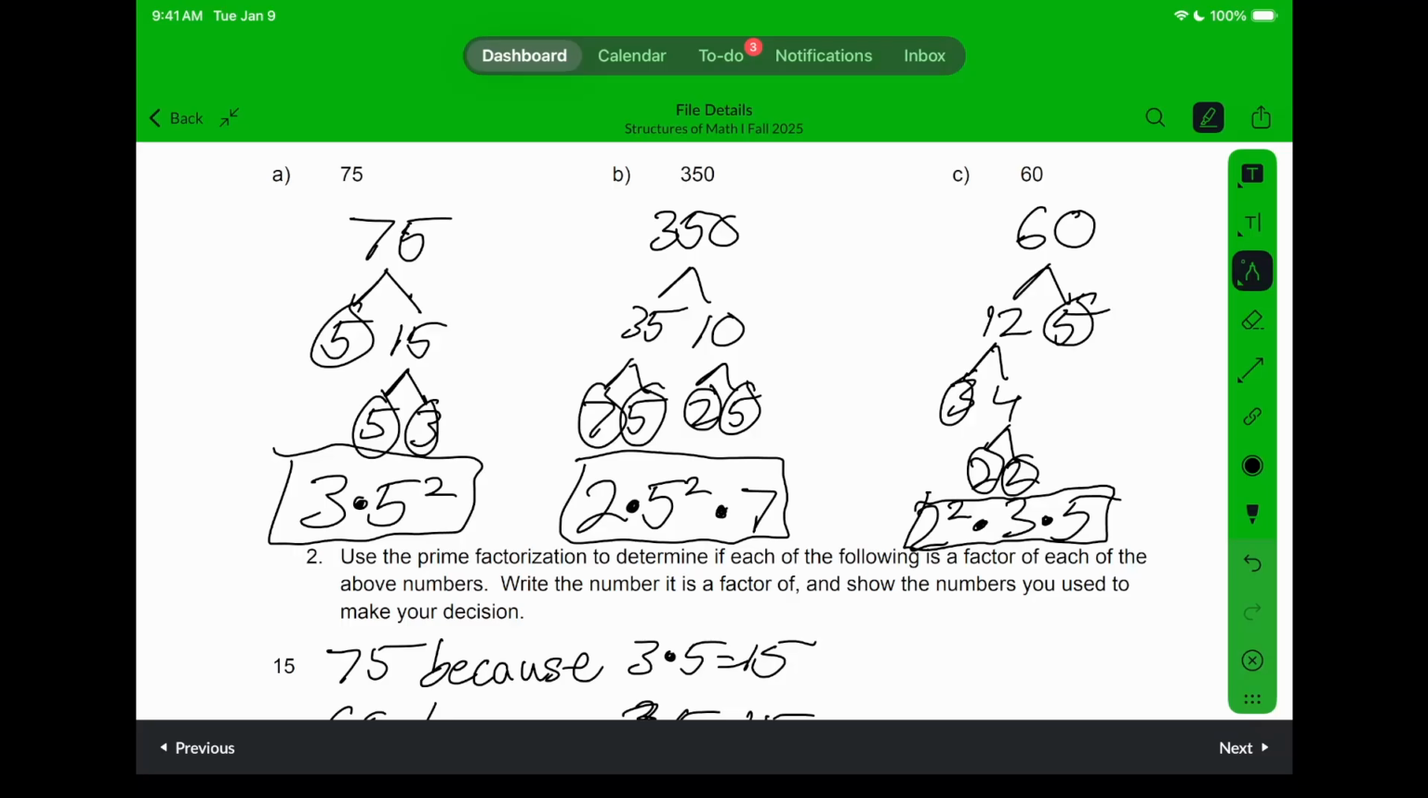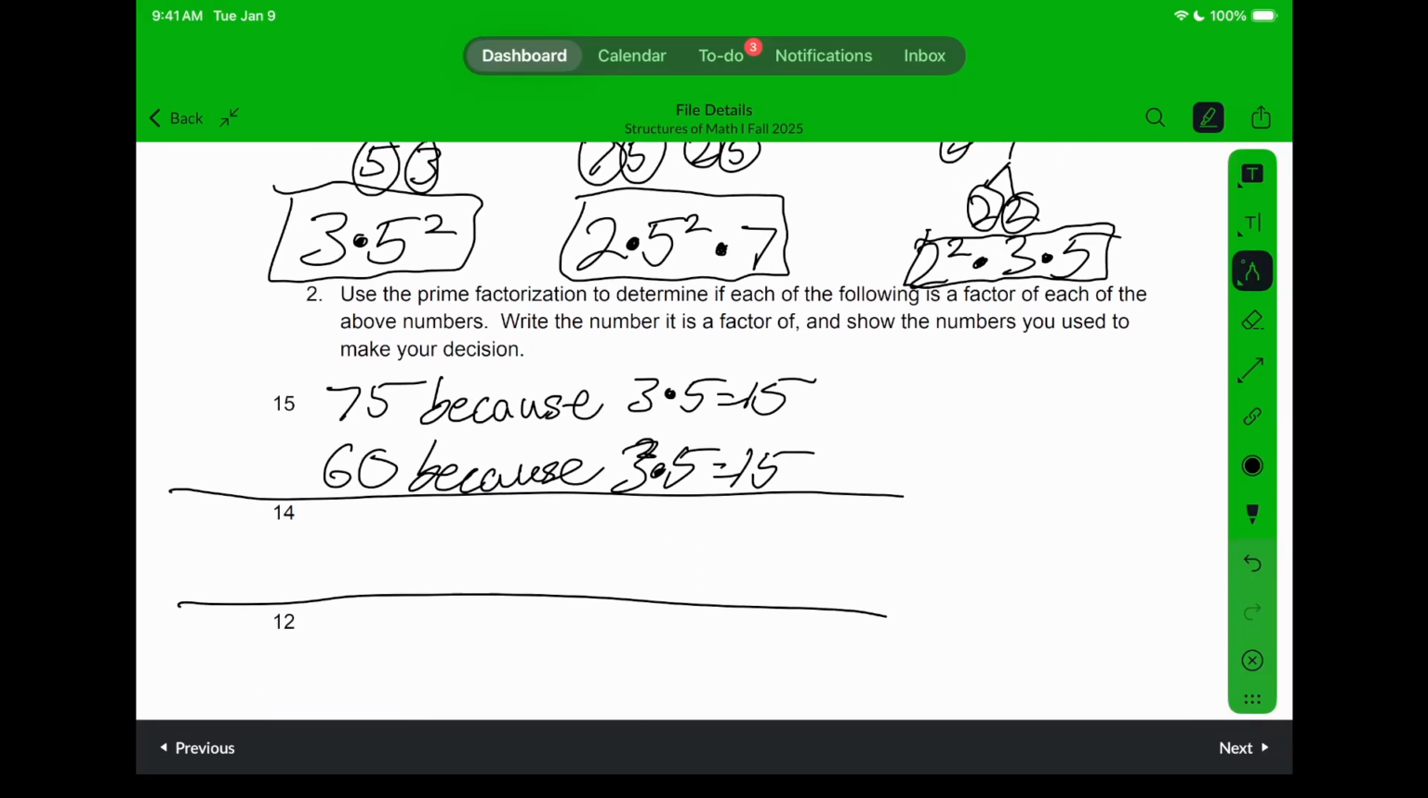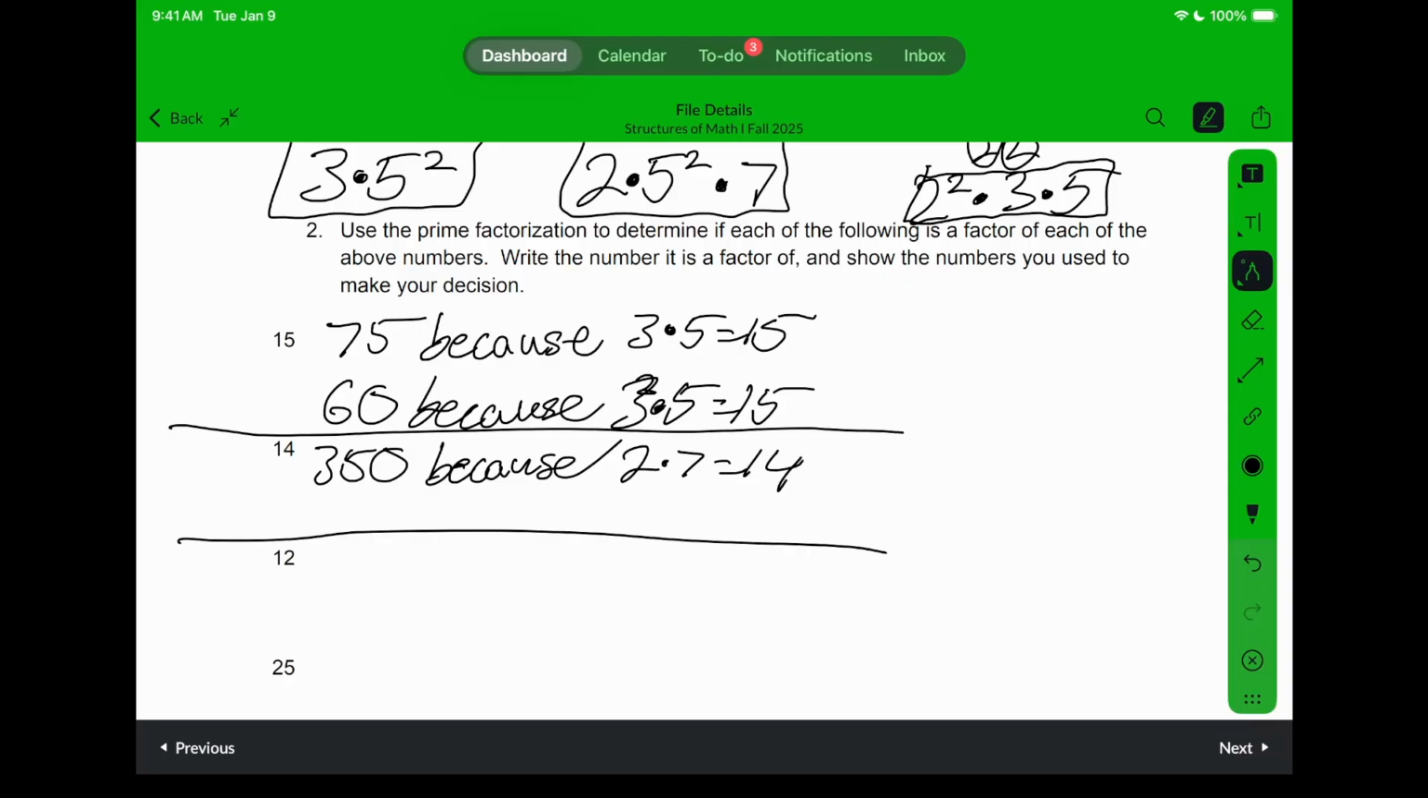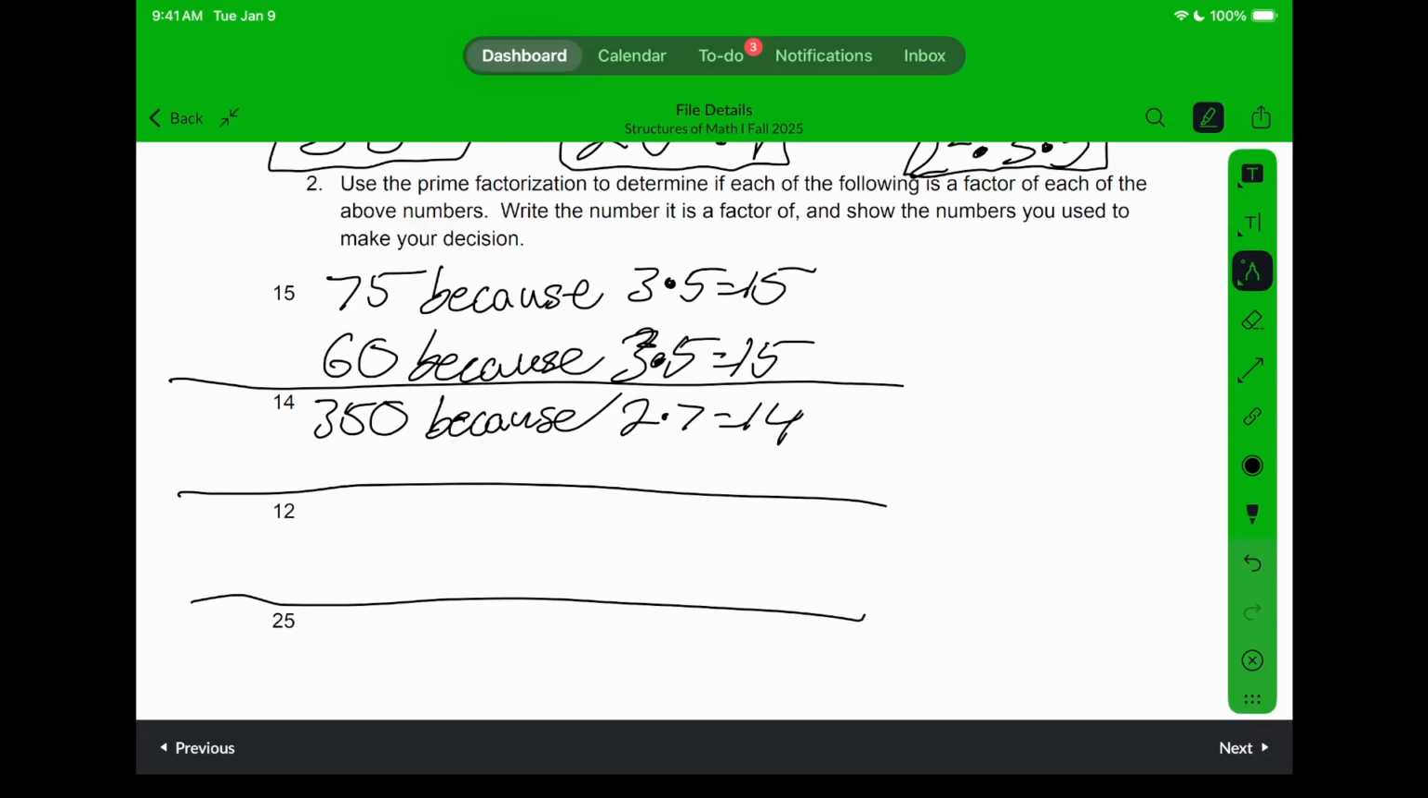But 350 has 2 and 7. 2 times 7 is 14. So 350, because 2 times 7 equals 14. Kaboom. Okay, next up is 12.